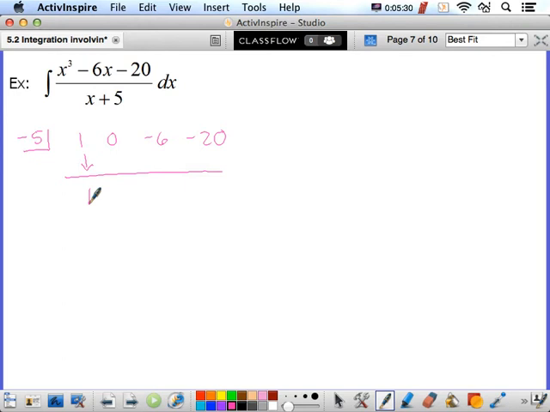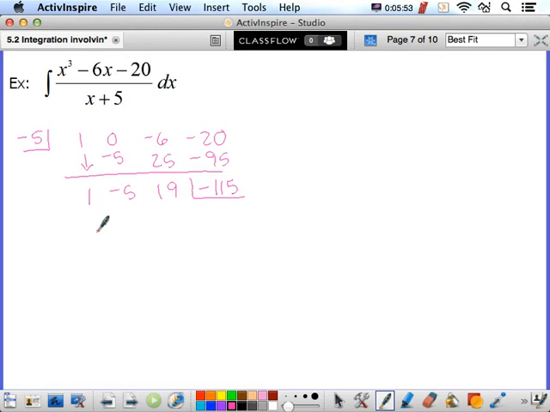Then we multiply these two, we get -5, you add those. And you multiply again, and then you add again. And you multiply again, and you add again. This guy right here is your remainder, and these guys are the coefficients of your quotient.